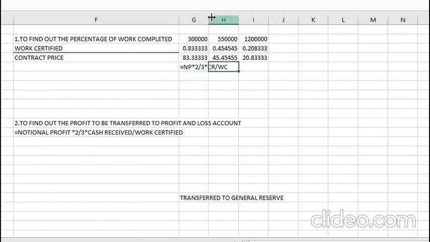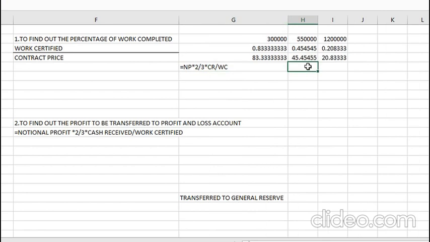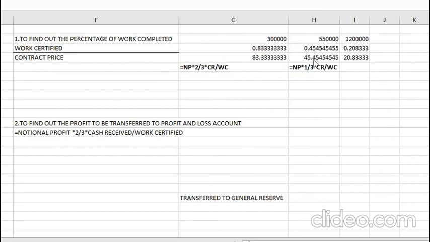So when the percentage of work completed is from 25% but less than 50%, then the formula will be notional profit into 1 by 3 into cash received divided by work certified.